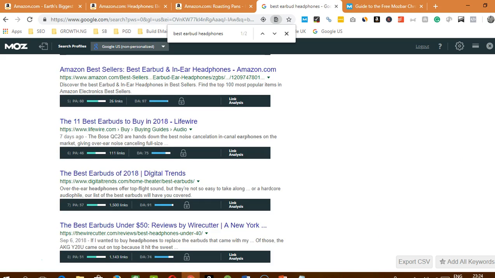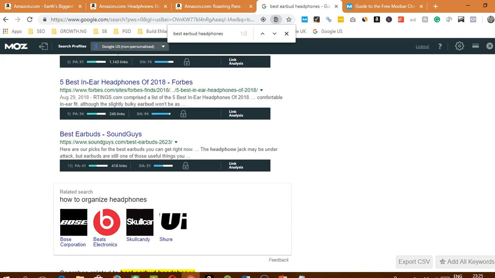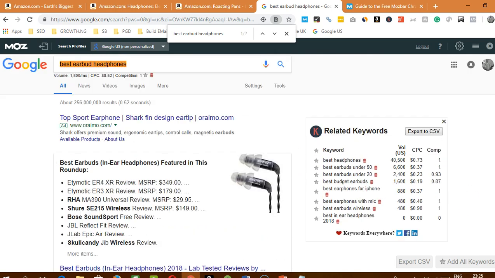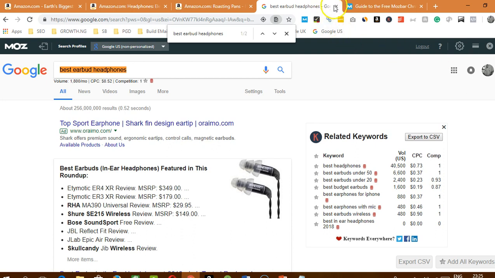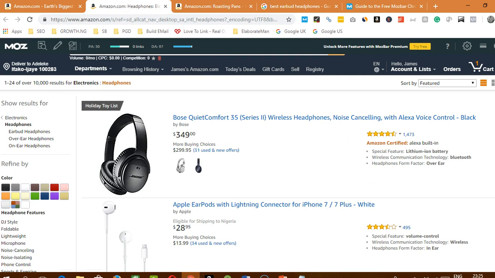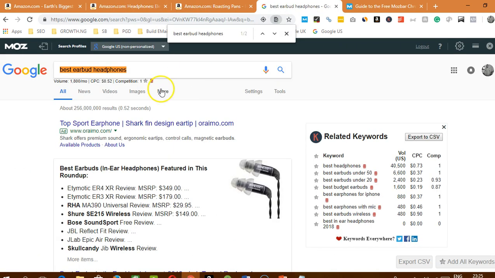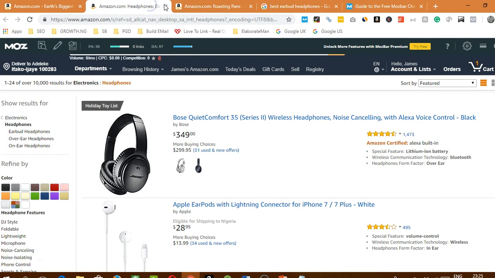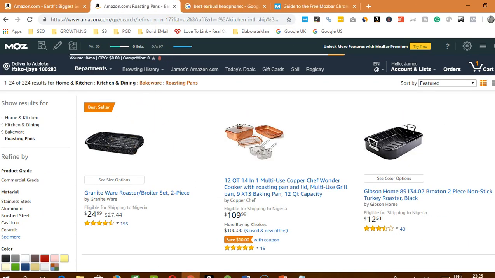Yes, so 93, 93, 90, 92, 97. These are very, very competitive pages. So the smallest one is 51. You want to steer clear of something like this, really, because it's very competitive. So at this point we'll drop the headphones, because obviously the competition here is too much for a new site. So you can drop it and focus on our pan.